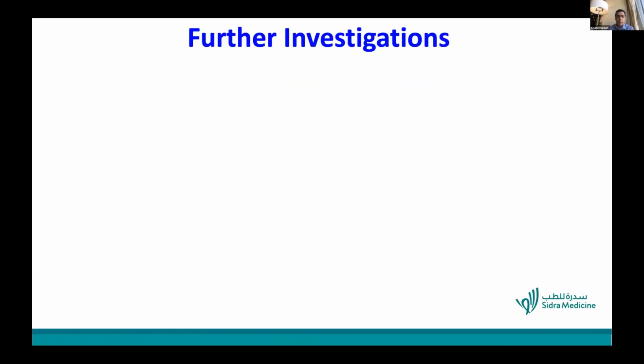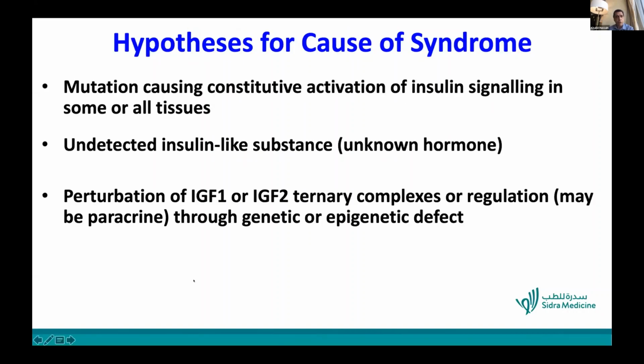So this was our hypothesis. We looked for mutations in the insulin signaling pathway downstream of insulin. We even took tissue samples of these patients and looked at the insulin signaling receptor itself and downstream. We did not find anything. We even looked at the signaling pathway for IGF-1 and IGF-2. We did not find anything.